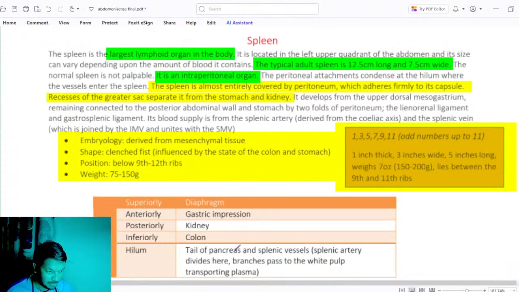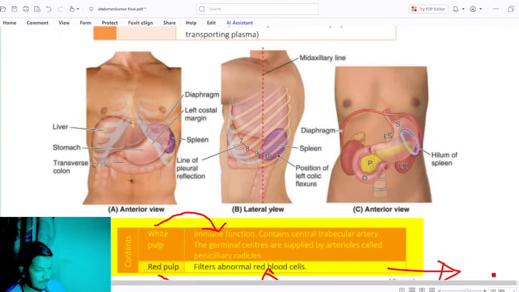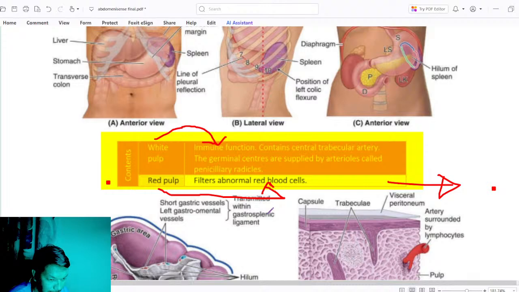Spleen, just some gross information. Embryology, they are derived from mesenchymal tissue and their weight is 75 to 150 gram and their position is between the 9th to 12th rib. Their content, they have white pulp and red pulp. Red pulp filters abnormal red blood cells, and white pulp has immune functions. It was in my exam in part A.